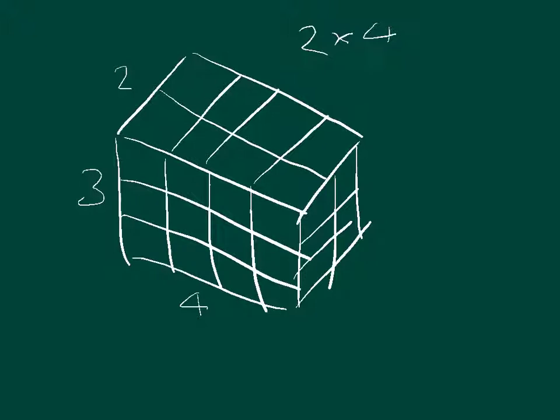And then if we look at the height, we'll see that there's 1, 2, 3 layers, all having the same number of centimetre cubes, so we need to multiply our 2 times 4, top layer, times 3 for the whole volume of the 3 layers altogether. And that's 8 times 3, and that's 24 centimetres cubed.